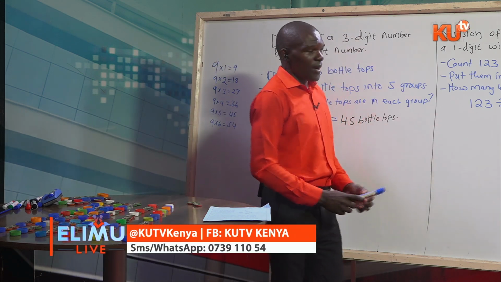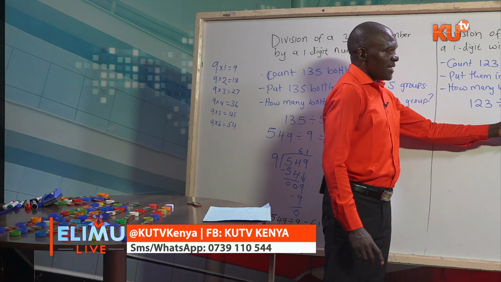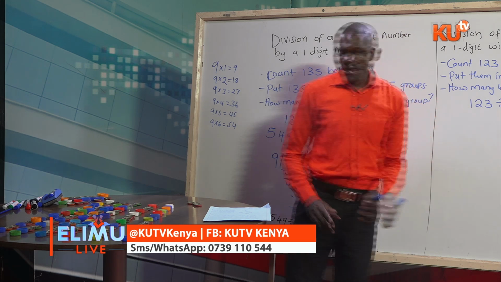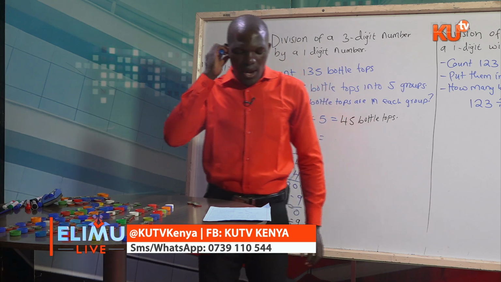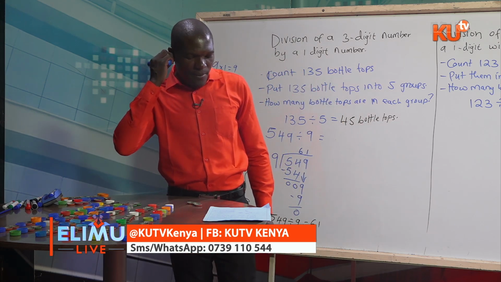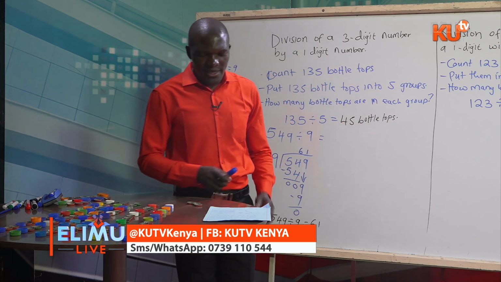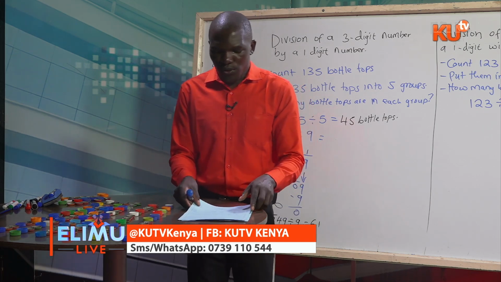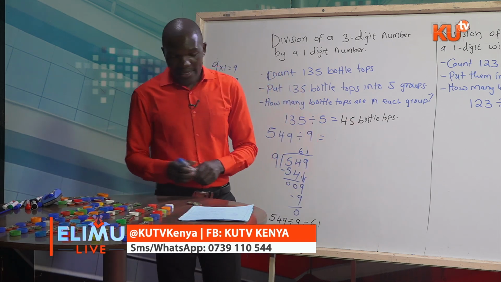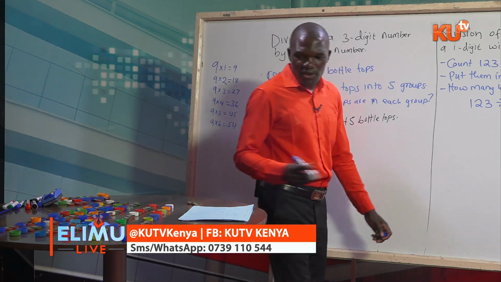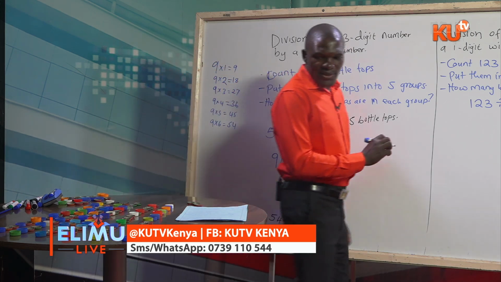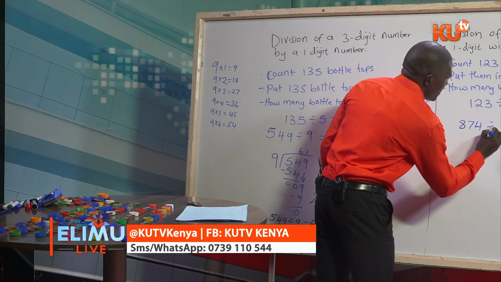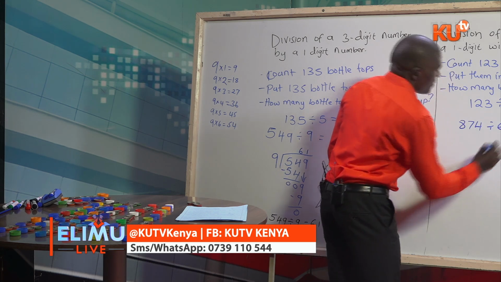So that is what we call 20. Our answer becomes 20 bottle tops, remainder 3 bottle tops. That is how you can divide a 3-digit number by a 1-digit number with a remainder. We now move to the calculation, using the method 874 divided by 6.